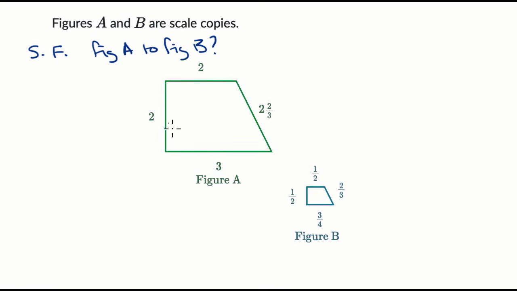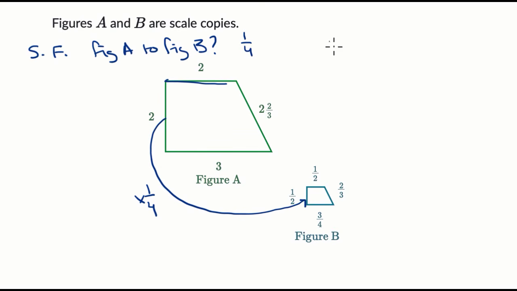Okay, so if we look at corresponding sides here, I'll go from this left-hand side. We're going from 2 to 1/2. So what do I have to multiply to go from 2 to 1/2? 1/2 is 1/4 of 2. I have to multiply by 1/4. And we can see that with the other sides. If I multiply this by 1/4, I get to 1/2. If I multiply 3 by 1/4, I get to 3/4. So the scale factor is 1/4.